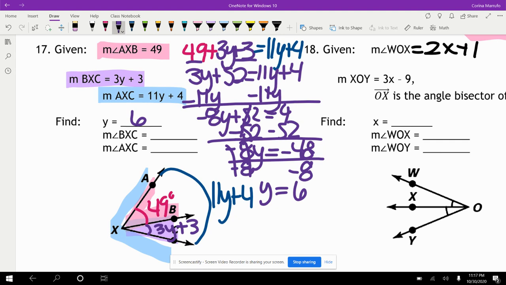I don't know why the angle symbols did not come out. Okay, they should be in there.